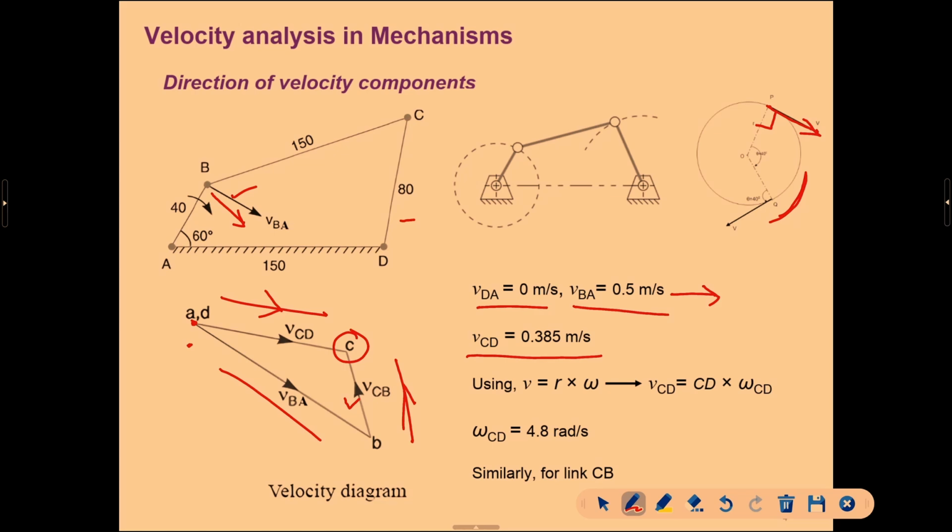We need to use the linear velocity and angular velocity relation, apply it to the link CD so that you can get the angular velocity. VCD is obtained from the velocity diagram, CD can be obtained from the space diagram. You can calculate omega CD in radians per second. Similarly, the same thing can be done for the link CB as well. So this is how to make velocity analysis in any simple mechanism.